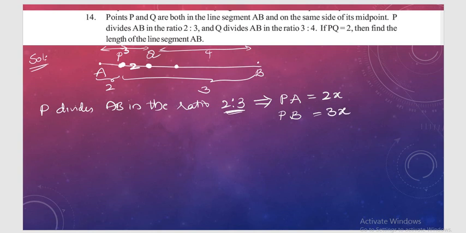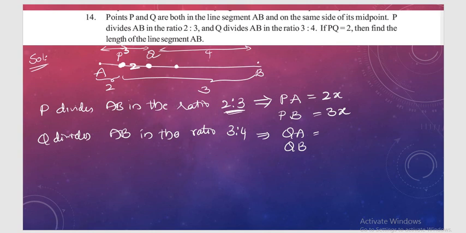So that means PA I can take as 2 times of x, then automatically PB becomes 3 times of x. Right. Next, Q divides AB in the ratio 3:4. So clearly what I can say, QA is to QB is equal to 3:4. So if I consider QA as 3y, then QB will become 4y. Right.